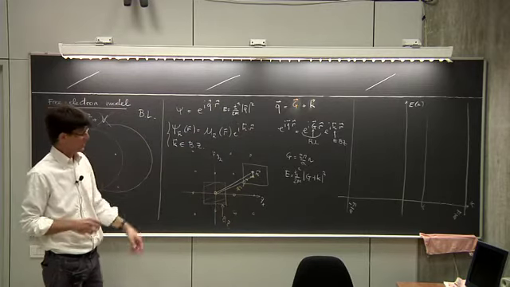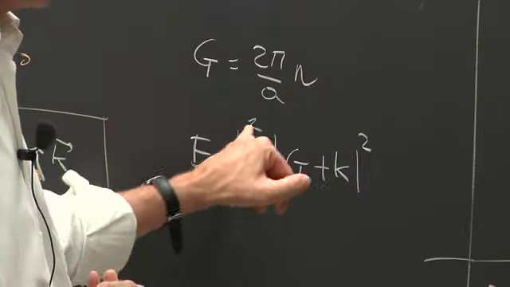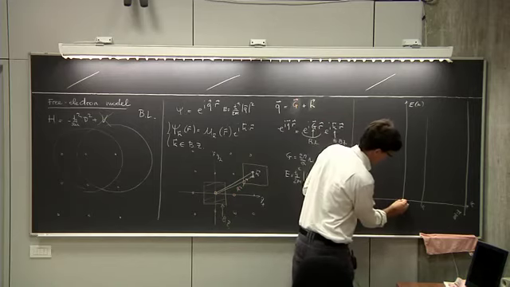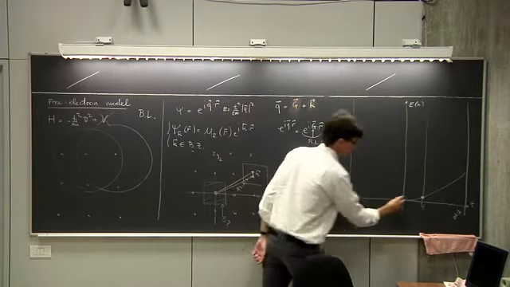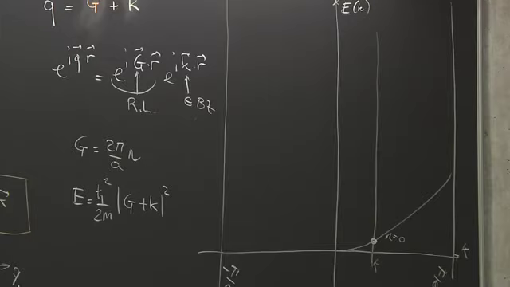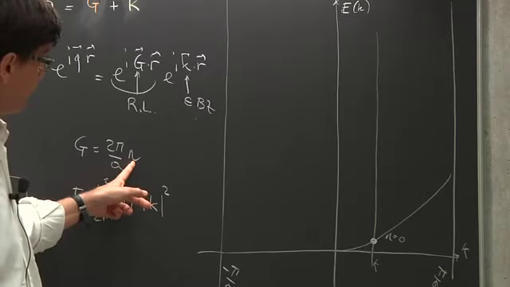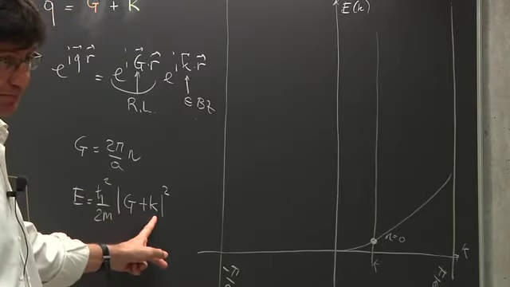So let me draw the solutions now on the blackboard. Let me start with G equals 0, n equals 0. The energy is h squared over 2m k squared. Okay? So k squared means that it's a parabola. Here you go. This one is n. Let me use the same notation that I'm using for the reciprocal lattice vectors. It corresponds to the n equals 0 reciprocal lattice vector. n equals plus 1 here becomes (2 pi over a plus k) squared.